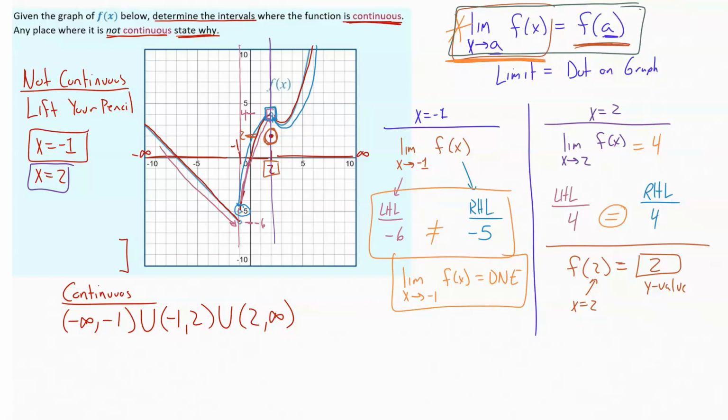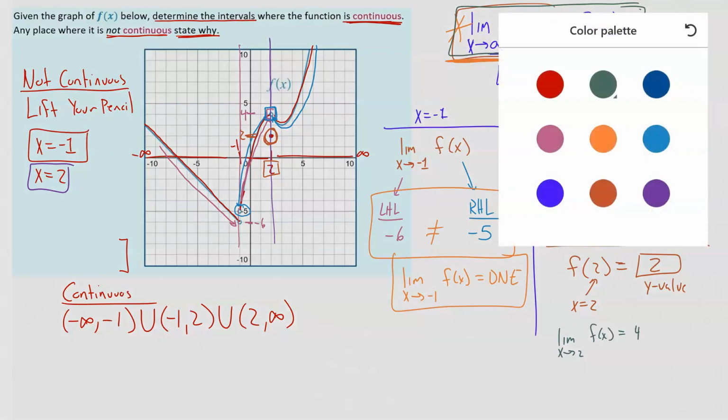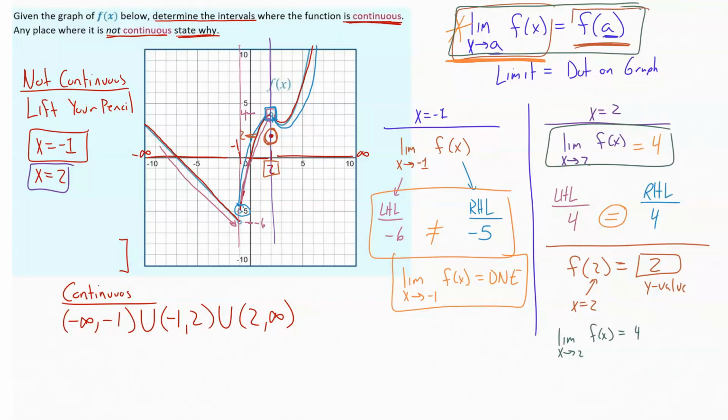So my limit answer said my overall limit as x approached 2 of f of x was equal to 4. The second part of the definition, where is the dot at, f of 2, told me that was a y value of 2. Well, what we can see now is that those two things are not equal to each other. And because my limit did not equal my dot on the graph, the function value, I know that the graph is not continuous at x equals 2.